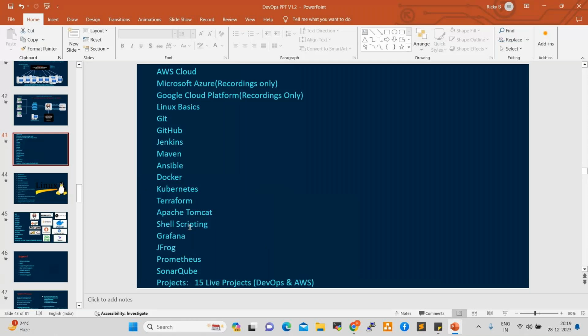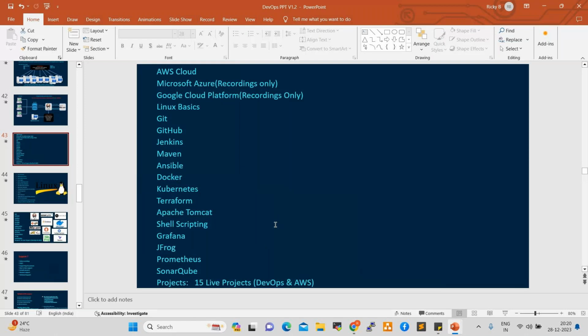Okay. So these are the tools: Git, GitHub, Jenkins, Maven, Ansible, Docker, Kubernetes, Terraform, Apache Tomcat, Grafana, JFrog, right? Prometheus, SonarQube. These are all covered. Along with these tools, 15 to 18 live projects will be covered. In real-time projects, how we perform the activities, the same way we can perform in our own work also.